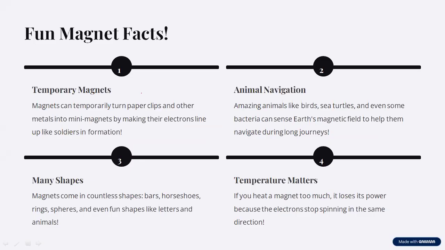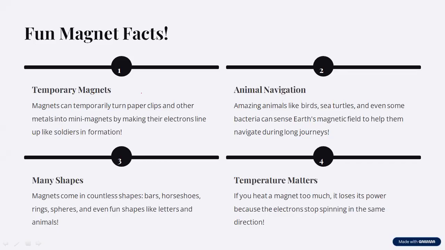Now there are some fun facts. Magnets can temporarily turn paper clips and other metals into mini magnets by making their electrons line up like soldiers in formation. So we already learned about paper clips. If you just rub the magnet on it, temporarily it will become a magnet.